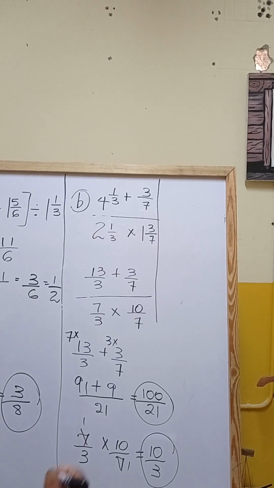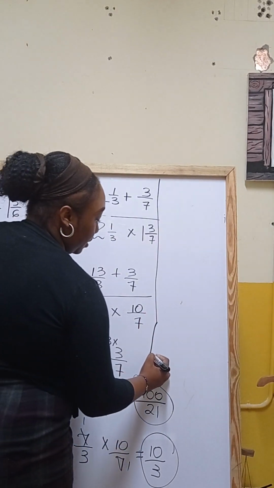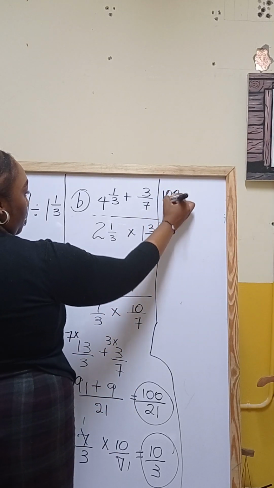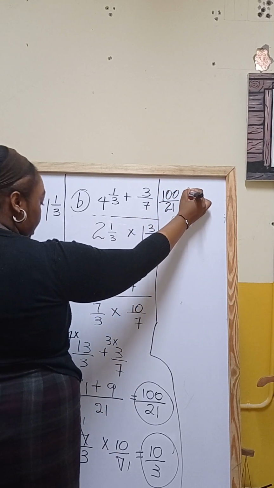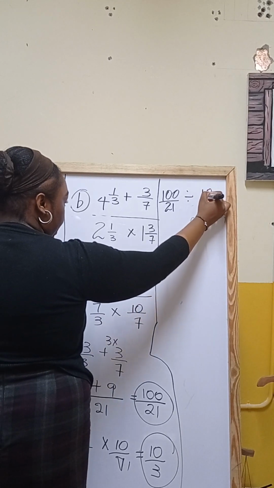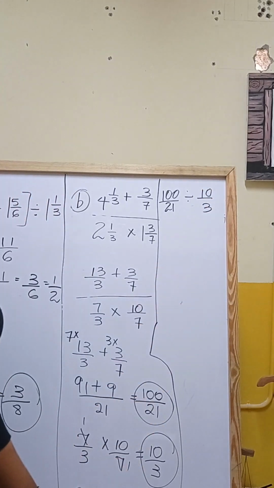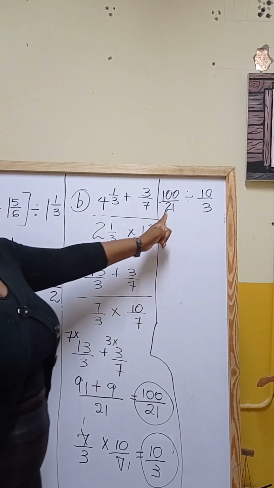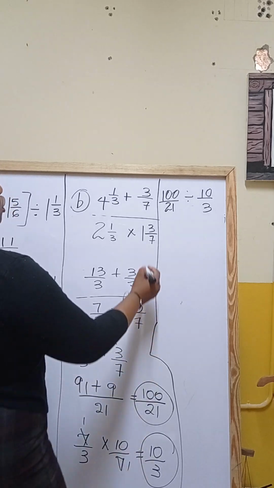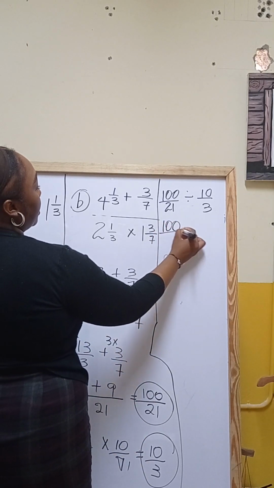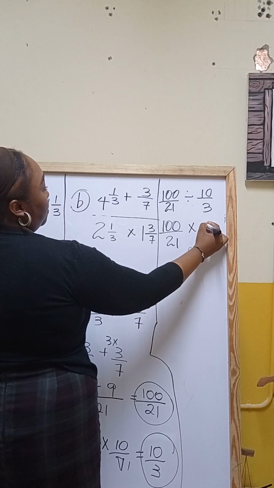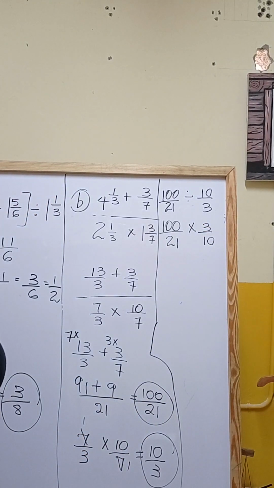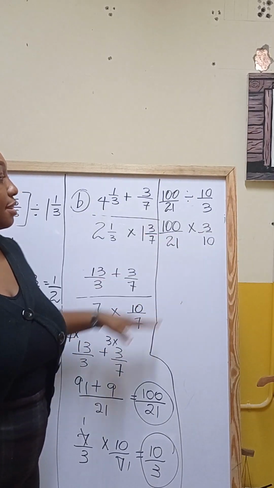Alright, so let's do the last part of it. So it's 100 over 21 divided by 10 over 3. Remember, when we are dividing fractions, we use the KCF method: keep, change, and flip. So we are going to keep the first fraction, change the sign to multiplication, and flip the second fraction. Now we are going to check to see if we can cancel anything.